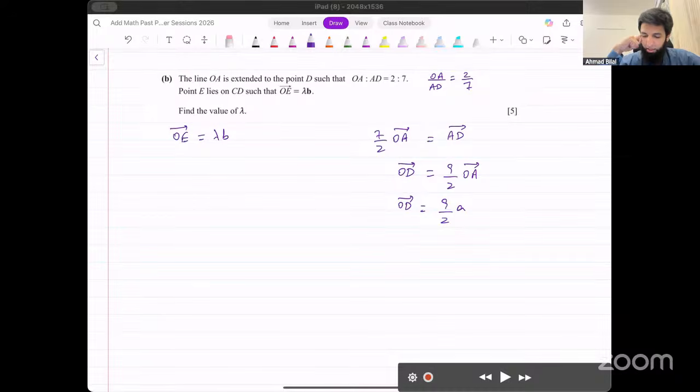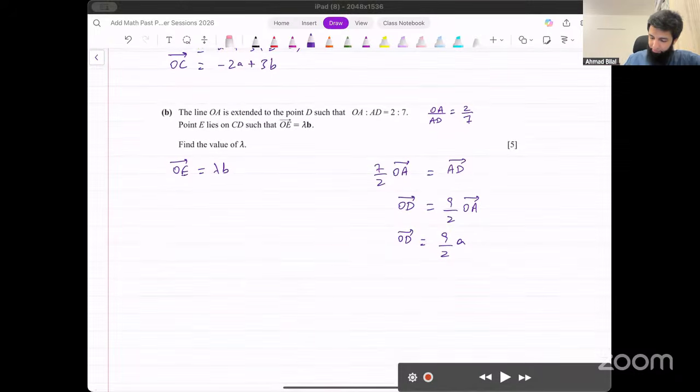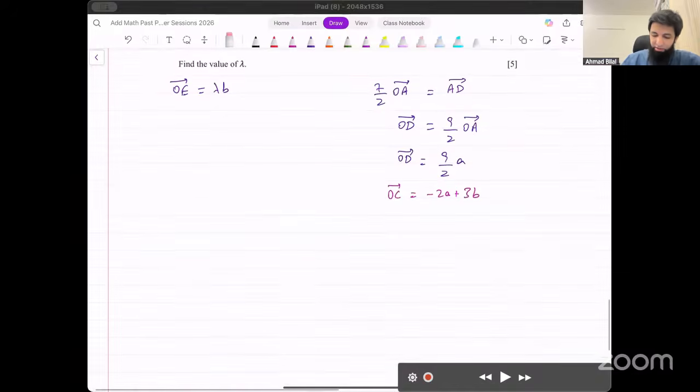Okay. Acha, once we've got OD, we already know OC as well. OC vector is equal to minus 2A plus 3B. Using these two, we can figure out the vector CD. And then we could somehow find CE from that as well. Let's actually find CD first, see what that turns out to be.